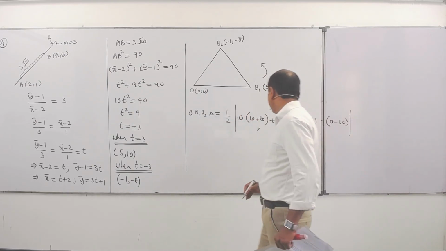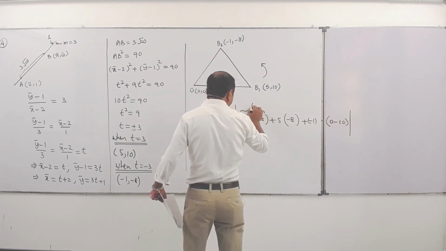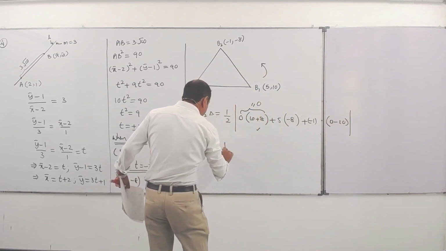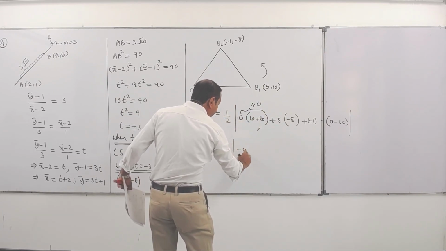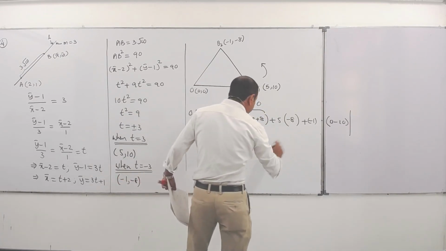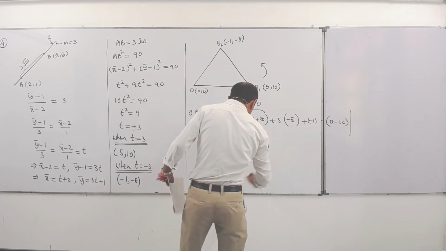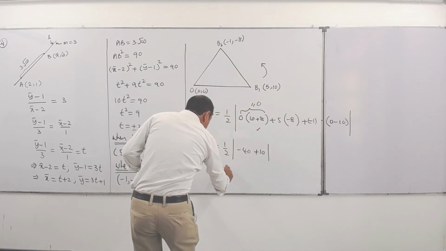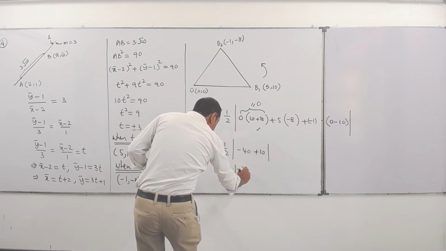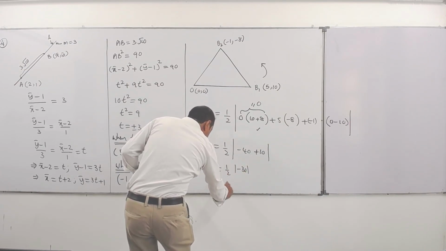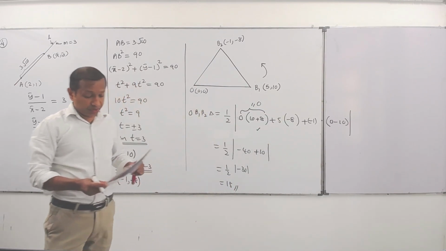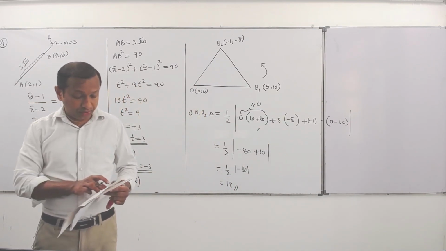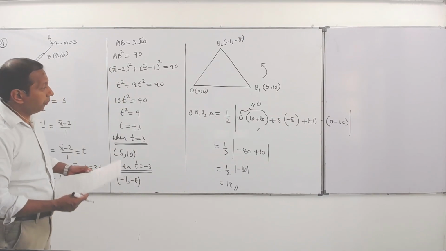Right, you know, this is now 0, half, here minus 40, here plus 10. Then here we get minus 30, modulus, then 15 square units comes in as the answer. 15 square units comes in as the answer. Right now.